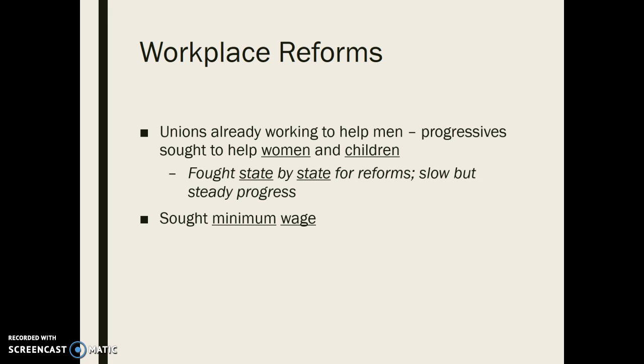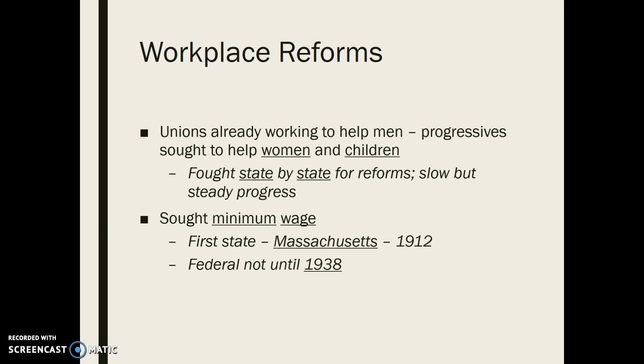A lot of progressives worked to pass a minimum wage, and Massachusetts became the first state to do that in 1912, but we wouldn't get a national minimum wage until 1938 during the Great Depression. So that's something we'll continue to talk about.